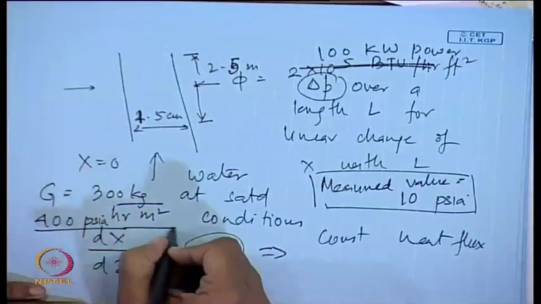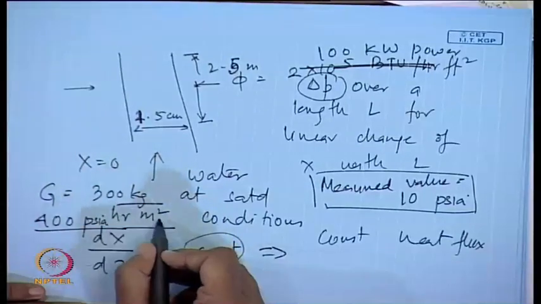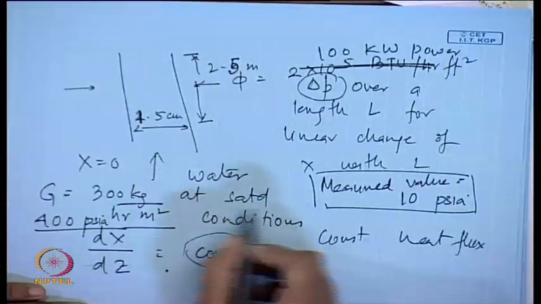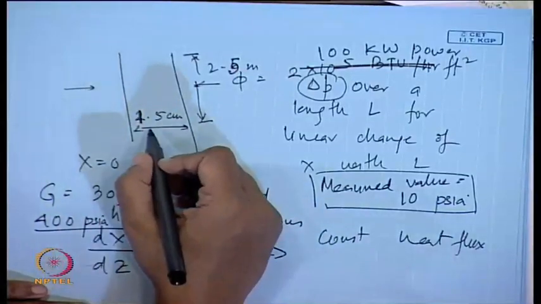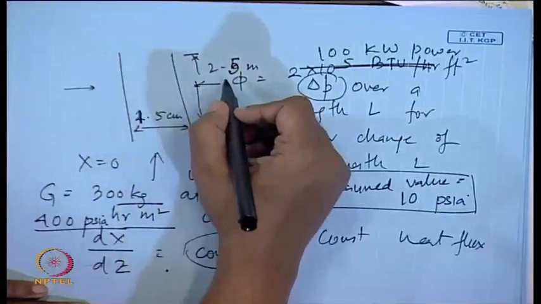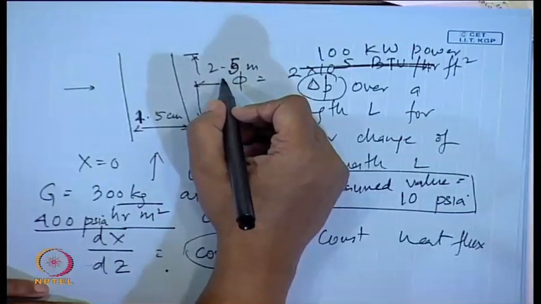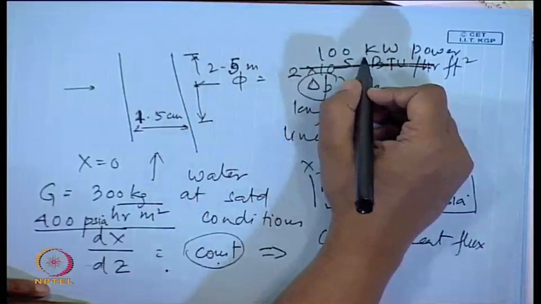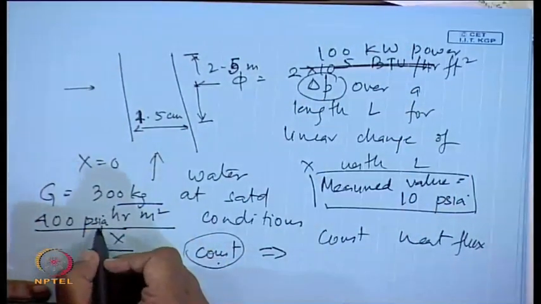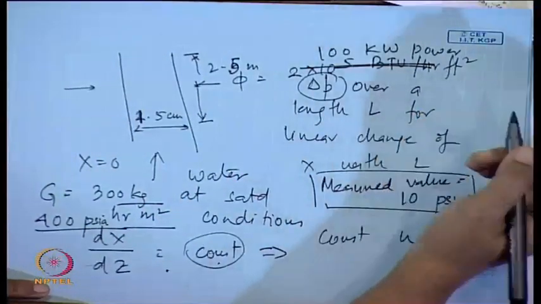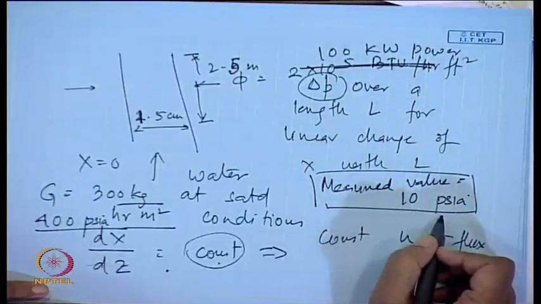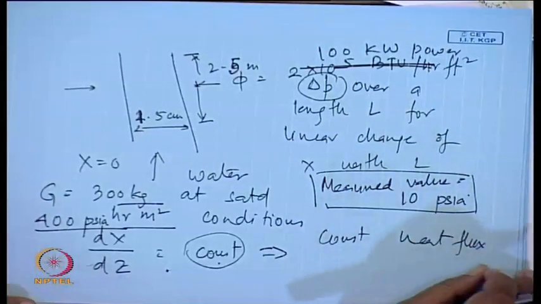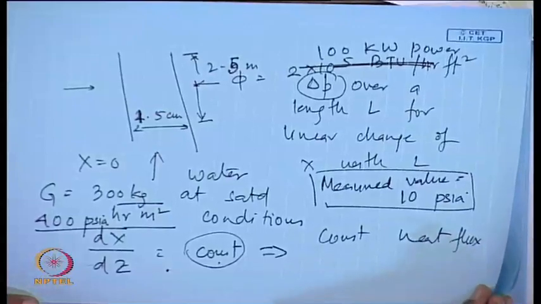Okay. So, inlet conditions are 300 kg per hour meter square of water entering at saturated conditions at 400 psia in a tube which is 1.5 centimeters in diameter and 2.5 meters long. It is uniformly heated with 100 kilowatt power, and the saturated water enters the base at 400 psia, and we are supposed to calculate the total pressure drop and compare with the measured value of 10 psia. Agreed? Now, in this particular case, how do we proceed?